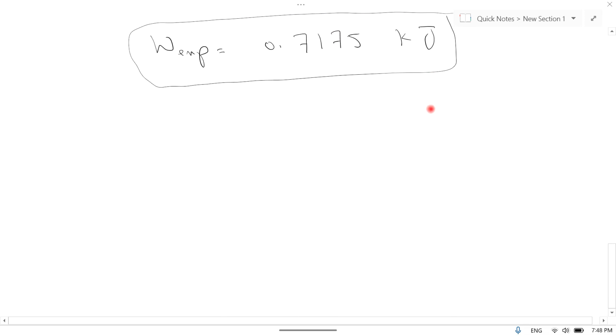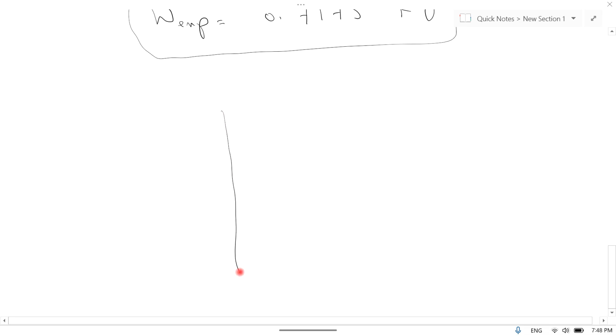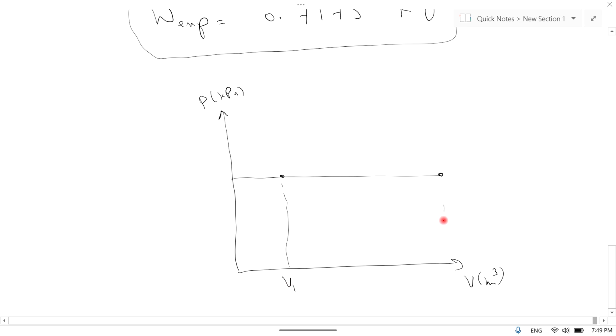And if you want to draw it on a PV diagram, this is the work of expansion at a constant pressure process, with pressure in kilopascal and volume in cubic meter. So it will be a straight horizontal line. This is point 1 and this is point 2. Here volume is V1, here volume is V2, and pressure is constant, P1 is equal to P2 is equal to P. So this is the PV diagram from 1 to 2. This is state 1, and this is state 2.